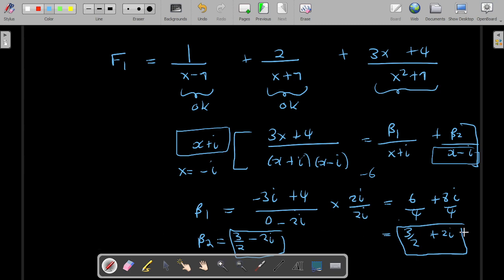So we're going to get this beta 1 here, and then we're going to substitute it here. We're going to take this beta 2 here, then we're going to substitute it here. Now that should give us our 3x plus 4 divided by x squared plus 1 in C. That is the decomposition of this rational fraction in C.